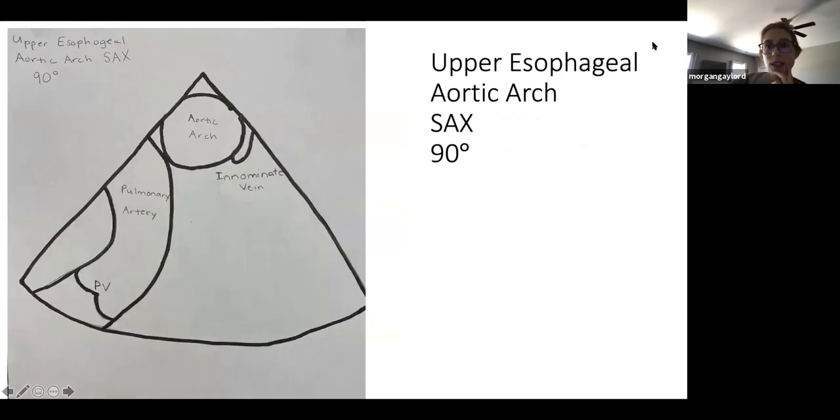And then my last one was upper esophageal aortic arch, short axis, 90-degree angle. So you can see your aortic arch, and then your little worm is your innominate vein, and then your pulmonary artery and the pulmonic valve.